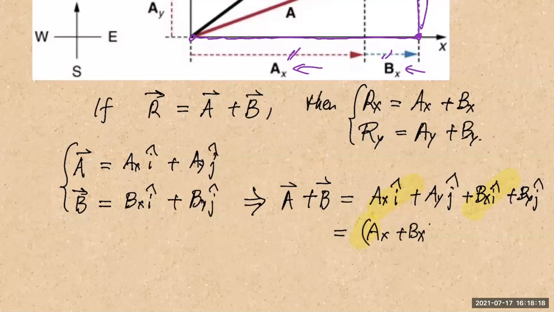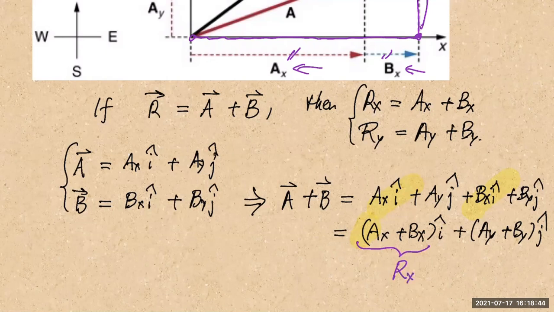Okay, you just take that i out. And similarly, you add a_y j and b_y j. They're again two vectors in the same direction. Isn't it just a_y plus b_y and j? Okay, so therefore, the x component of the resultant vector is right here, and that's r sub x. The y component of the resultant vector is right here. That's r sub y. So clearly, you see, again, r_x equals the sum of a_x and b_x, r_y equals the sum of a_y and b_y.